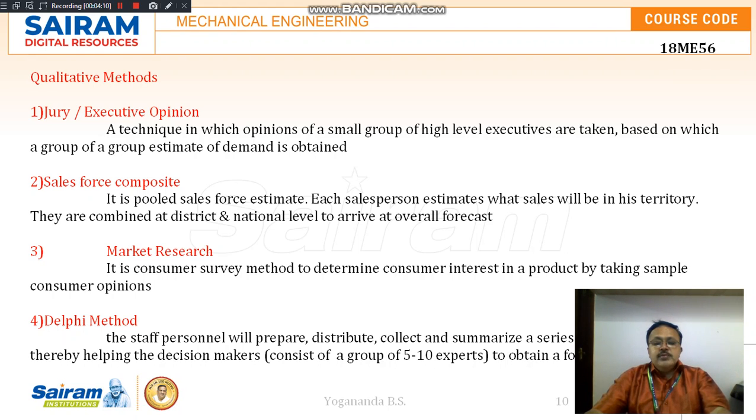Then market research, the consumer survey method, where we determine the interest of the consumer in our product by taking sample consumer opinions. Then the Delphi method, where the staff personnel prepare, distribute, collect, and summarize a series of questionnaires to help the decision makers, a group of 5 to 10 experts, obtain the forecast value.